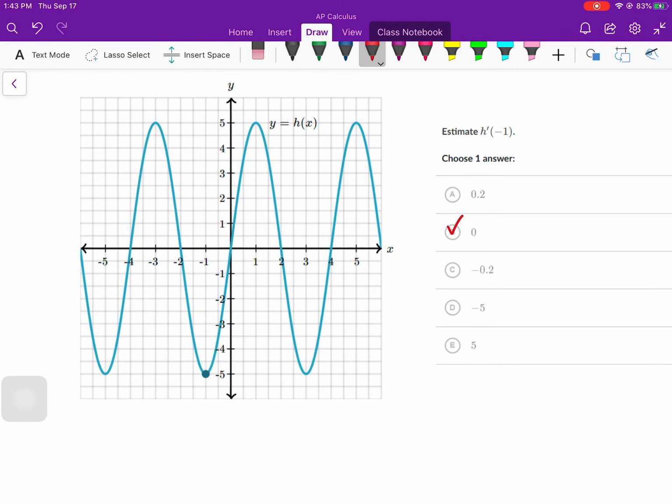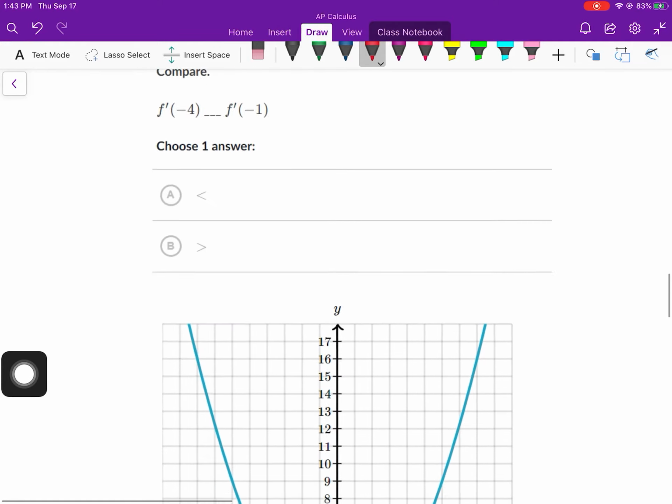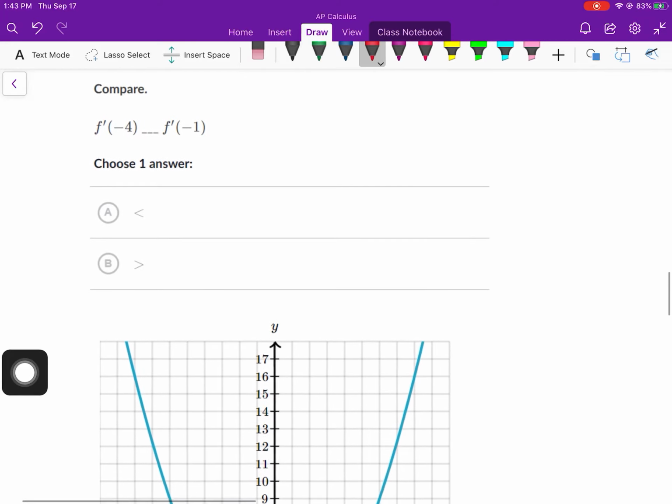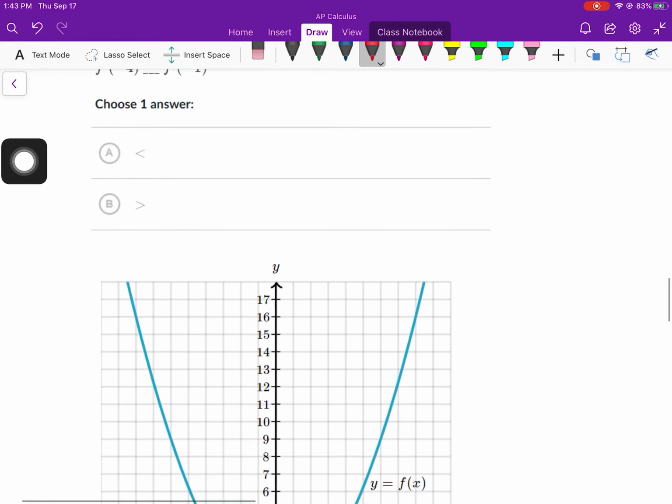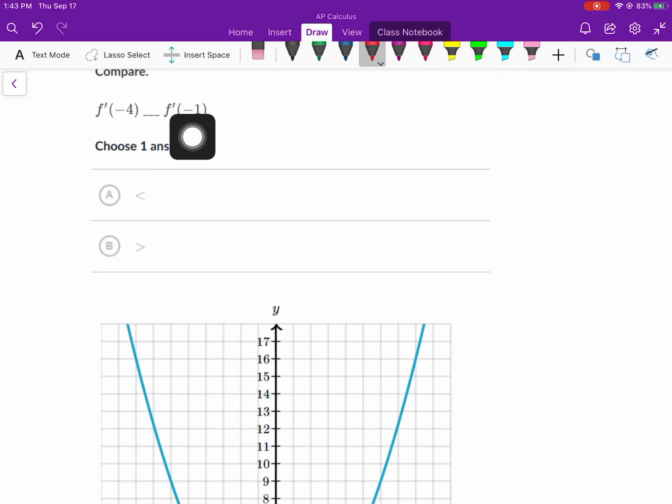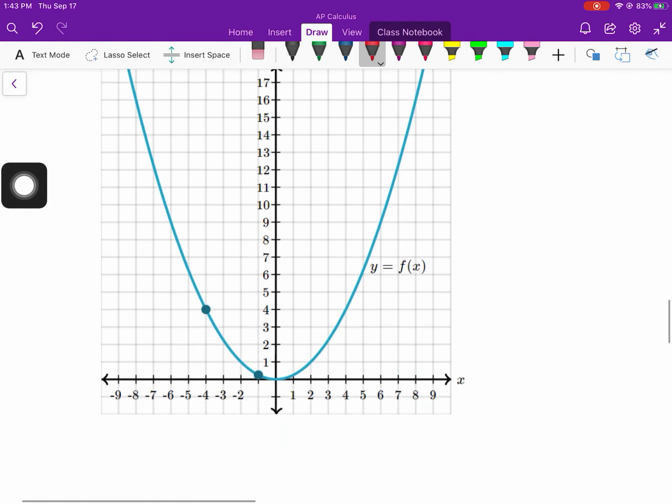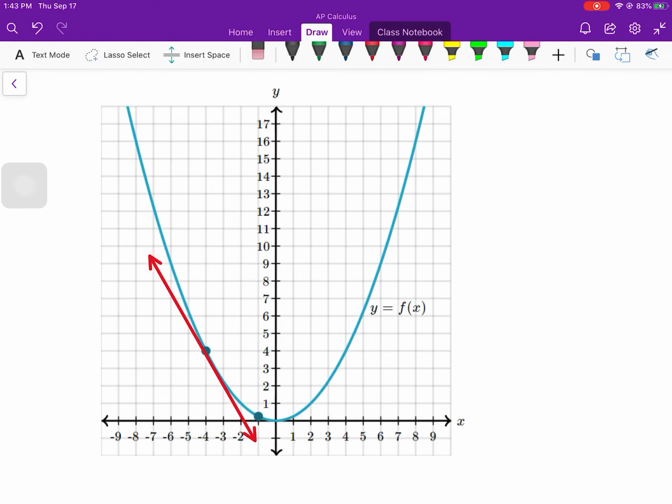So just be careful with this assignment, but you're more or less just estimating the slopes. The hardest question would be right here where they're going to have us compare f of -4 and f of -1. So is f of -4 greater or less than f of -1? You got to be careful with this. So you can see right here would be a steeper slope than if I were to draw this line.